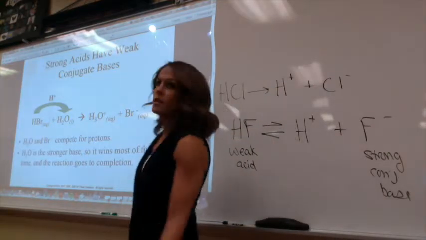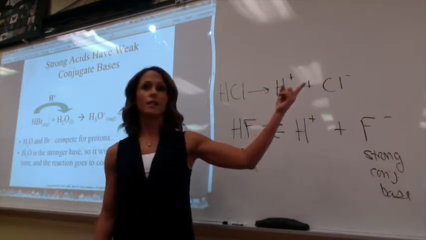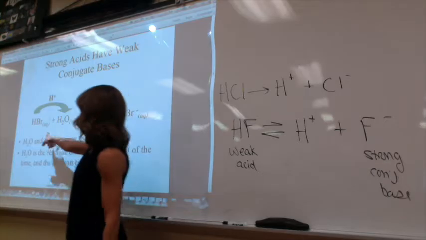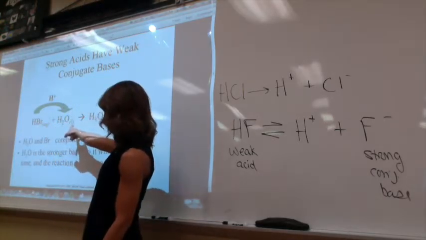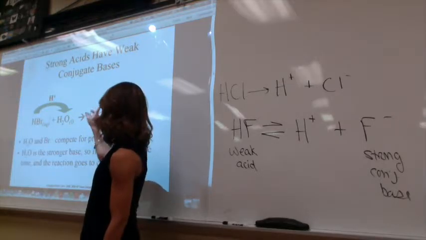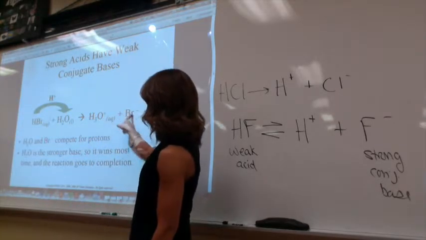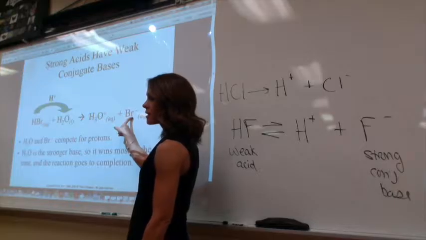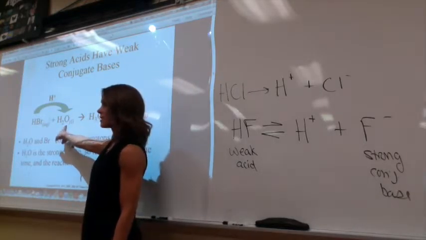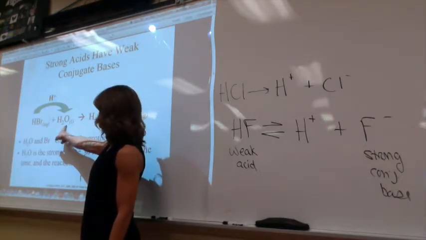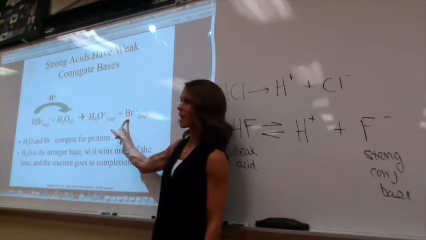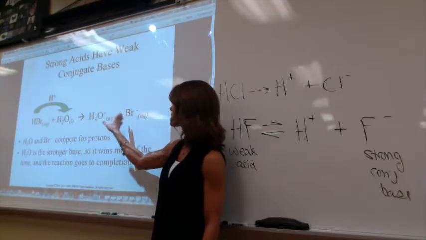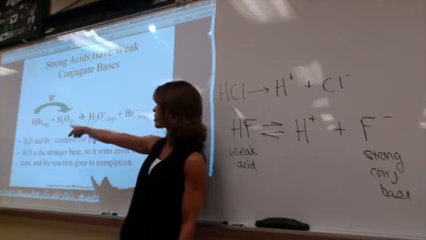So HBr, is it one of your big six? Yeah, so this is a strong acid, right? So it's going to completely give up its H plus and donate it to the water. So we get H3O plus and bromide. So this is my conjugate base, and this is a base, right? Which one is stronger, this or this? Has to be the one on the left, right? Because this is a weak base, because this is a strong acid.